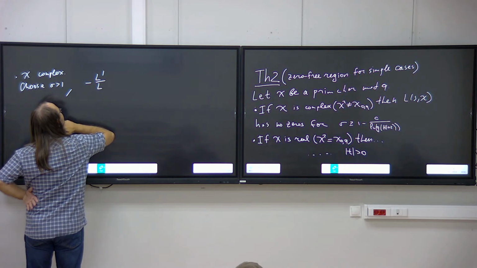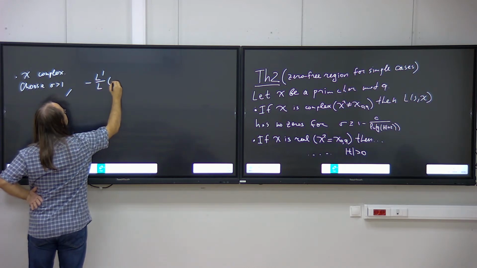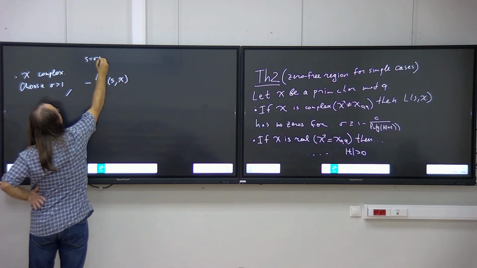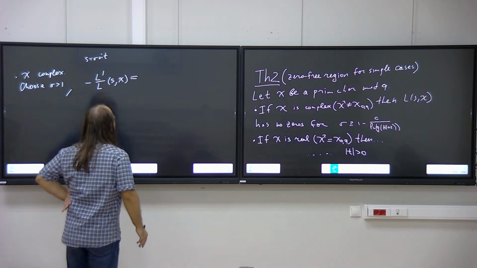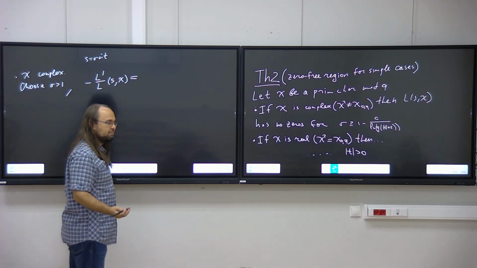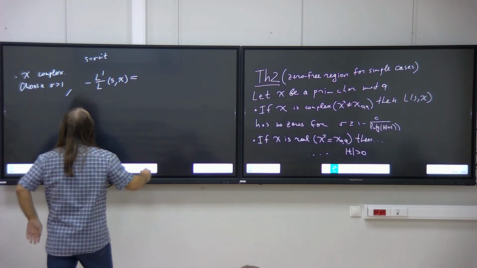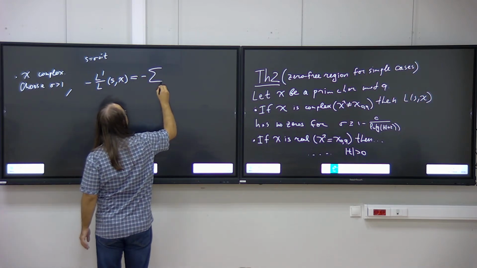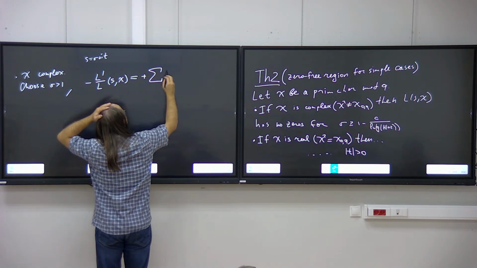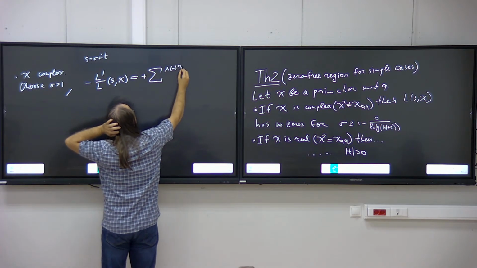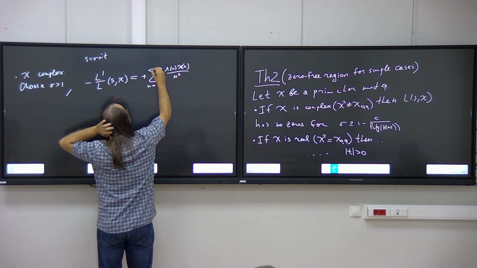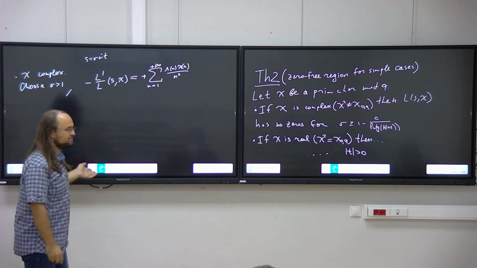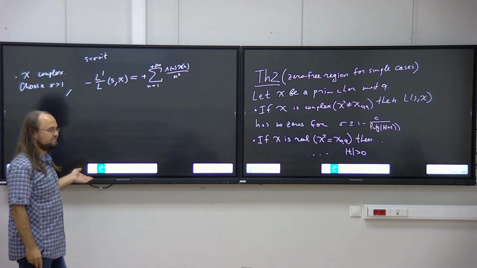Minus L prime over L at S, chi. So S will be sigma plus it, is equal to what? By our formula, it is equal to minus... without any formulas, it is equal to the sum of lambda of n chi of n over n to the s, n from 1 to plus infinity, and the sum is convergent. Yeah?